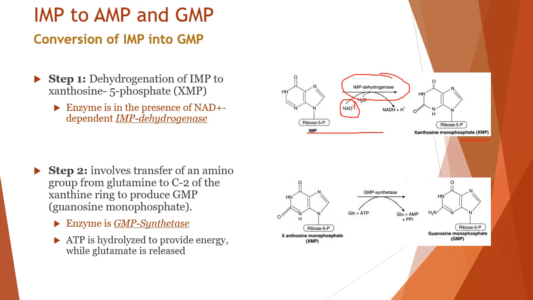In the second step, this xanthosine monophosphate is converted finally to GMP, guanosine monophosphate, with the help of a donation by glutamine, which donates the amino group. This amino group is added to the purine ring, and the converting enzyme is GMP synthetase. Since it is a synthetase reaction, it is dependent again on ATP. So this is the difference between the conversion of IMP to GMP: here ATP is used, while in the AMP conversion, GTP was used.